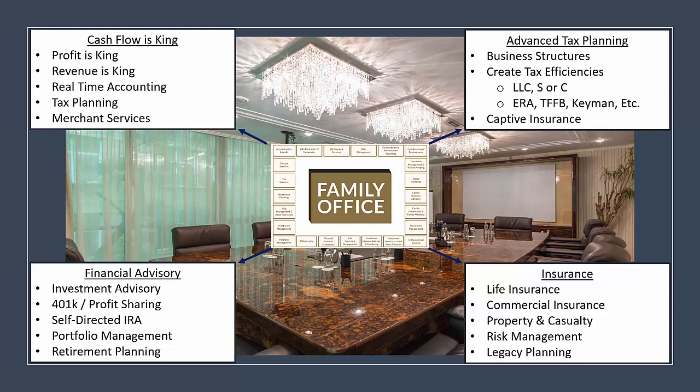So we work in four main quadrants, if you will. We go cash flow is king, where we do accounting and tax preparation services. We also do advanced tax planning, where we outsource to tax attorneys. Maybe a different type of structure or another structure is right for your assets. The other thing we do, the bottom left there, is financial advisory. Can we help you decrease your costs and protect your portfolio? And then number four there is insurance. How do we maximize your insurance? And that's really what we're talking about today, is doing that insurance analysis, insurance review.